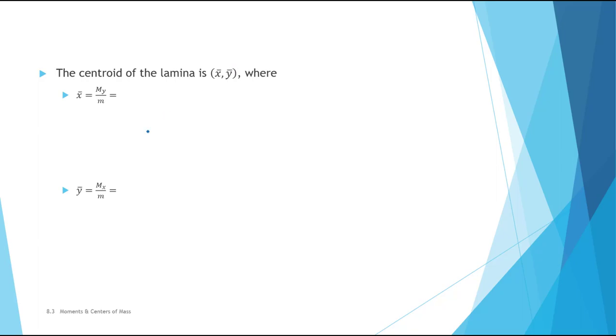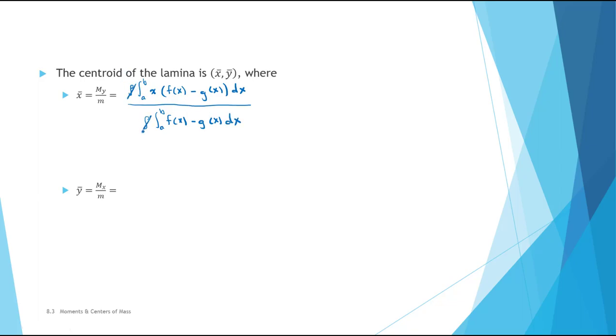Now, putting that together, we find the centroid of the lamina. It is an ordered pair x bar, y bar. And x bar is the moment about the y-axis divided by the mass. Well, the moment about the y-axis is rho times the integral from a to b of x times the quantity f of x minus g of x dx. And the mass is rho times the integral from a to b f of x minus g of x dx.